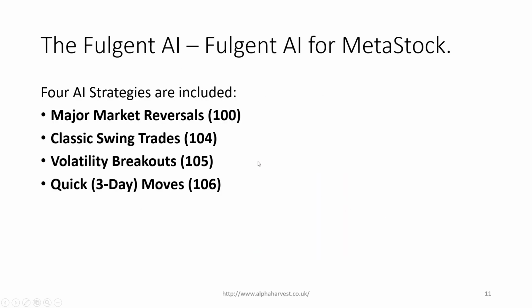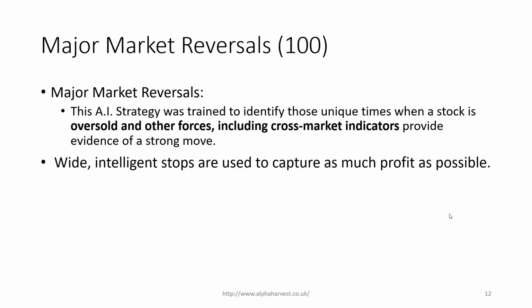That brings us back to the 4 AI strategies: major market reversals, classic swing trades, volatility breakouts, and quick 3-day moves. The major market reversals AI engine is a strategy that was trained to identify those unique times when a stock is oversold and other forces, including cross-market indicators, provide evidence of a strong move. We also use wide intelligent stops to capture as much profit as possible.